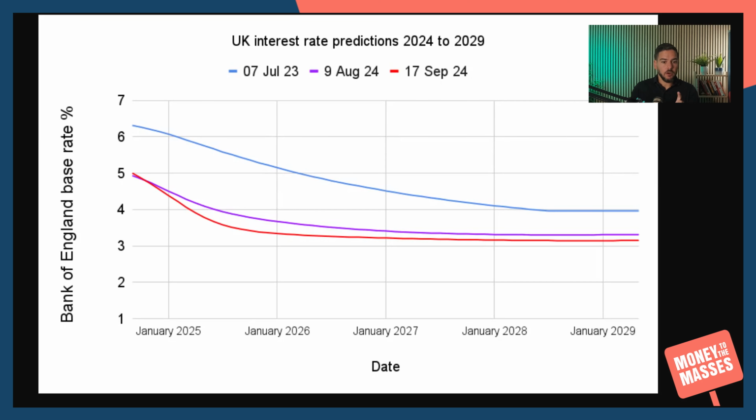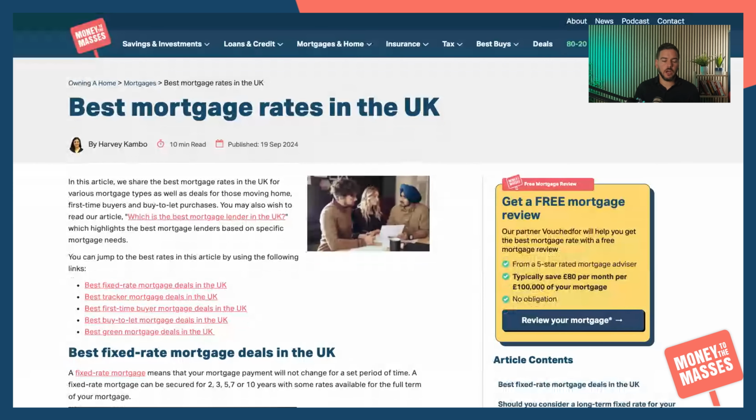For savers, of course, we've probably seen the peak of savings rates. If you want to get the best rate of return, you need to start shopping around now. On screen now, you can see an article on the Money to the Masses website. I'll put a link to it in the notes. You can look at it at your own leisure. We do update it twice a week, so it is updated very regularly. Make sure you bookmark it.